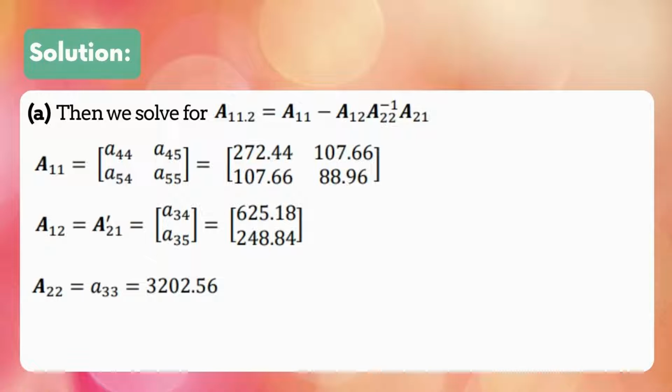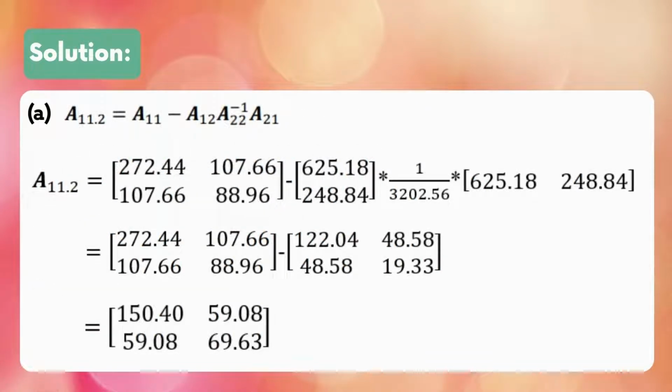For A22, we get the A33 element of the matrix, hence we have 3202.56. Now obtaining A11 minus A12 times A22 inverse times A21, we have the following result.